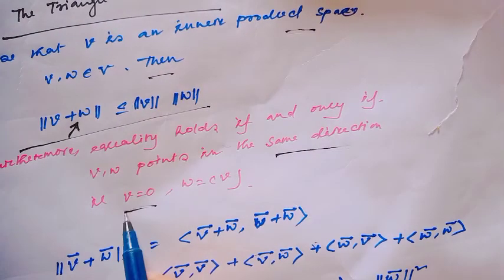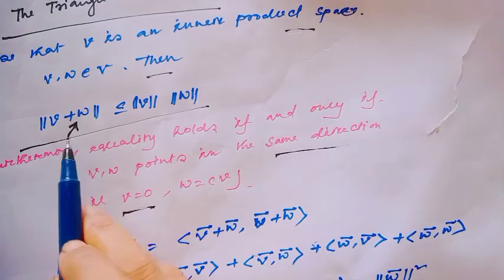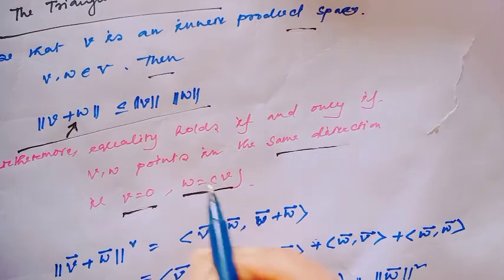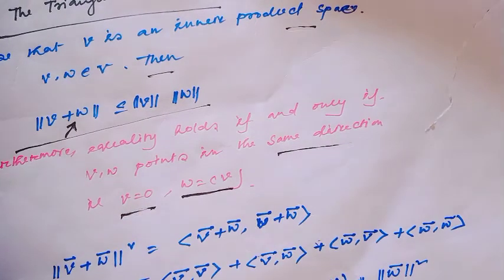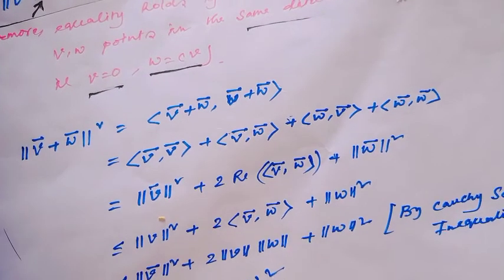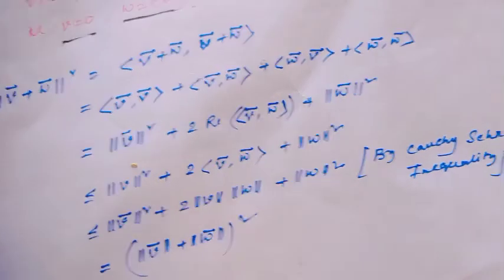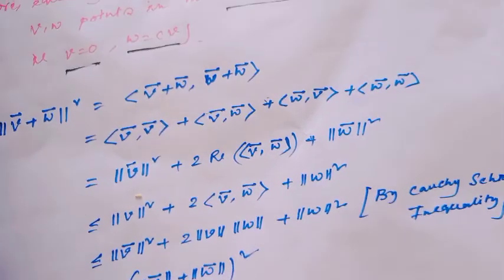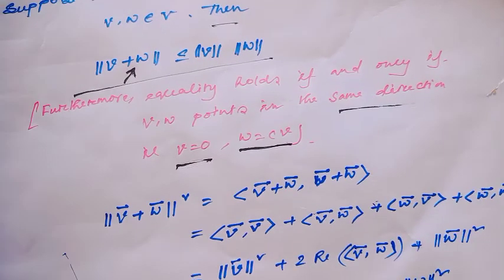That means either v equals 0, because when v equals 0, then obviously this equality holds, or when w equals c times v, just put w equal to cv, then this equality always holds. And this proof is very easy type proof. Just try it on your own. This proof is the same as the Cauchy-Schwarz inequality. Also, the Cauchy-Schwarz inequality will be used here. Just try it on your own. This type of proof is very important.